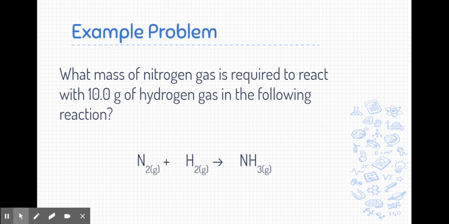Let's look at the same chemical reaction as we used in the first stoichiometry video, in which nitrogen and hydrogen combine to form NH3, ammonia. Let's imagine we have 10.0 grams of hydrogen gas. What mass of nitrogen gas is required to react with 10 grams of hydrogen gas? Let's switch over to the whiteboard and solve this problem.